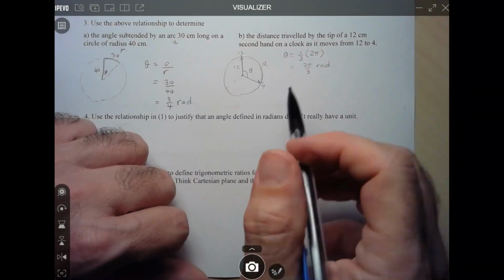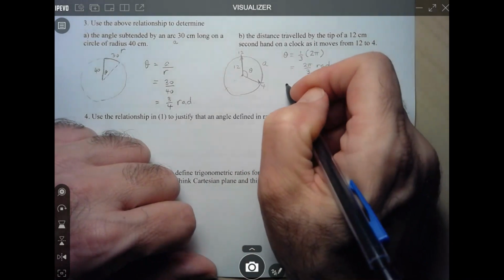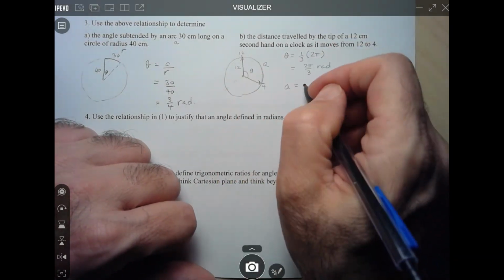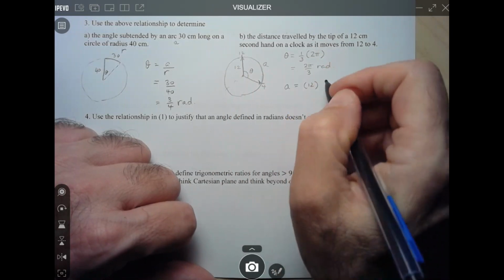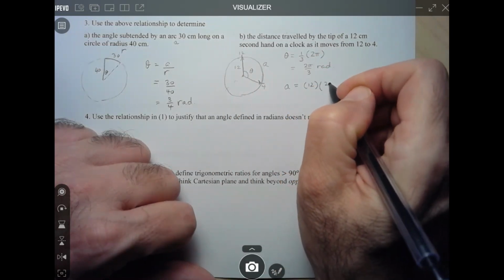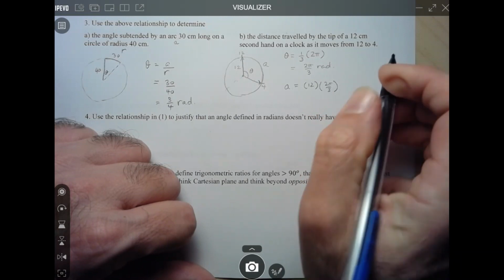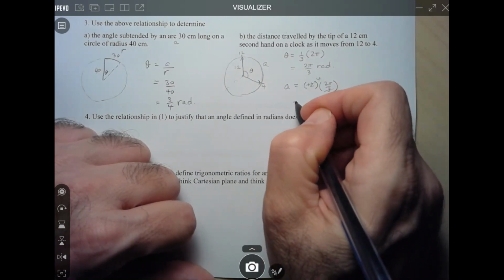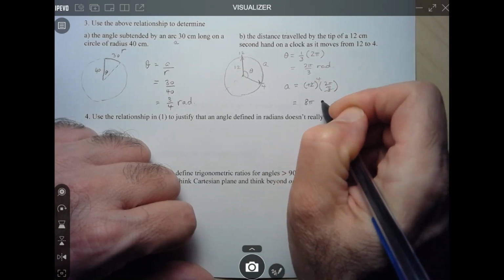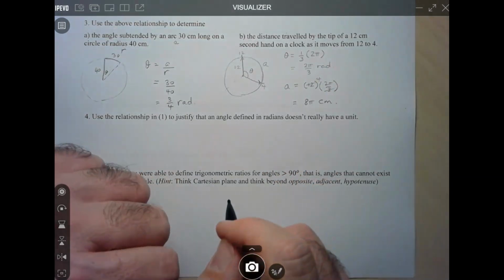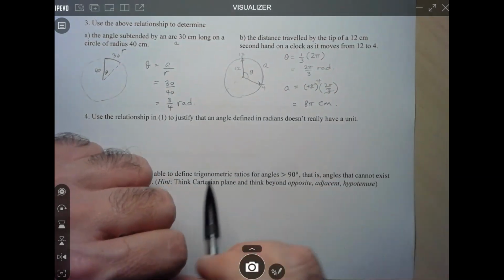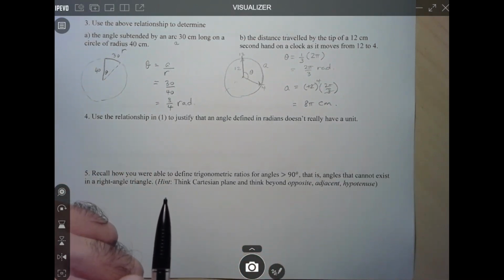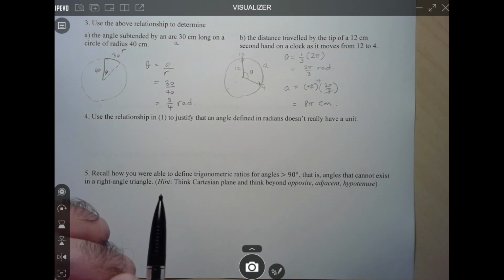Okay, so now from here, I can calculate that the arc length is given by the radius r times the angle theta, which is 2 pi over 3. And so here, do a little simplifying. So 4 times 2, so this is 8 pi centimeters. Or of course, I could find an approximation there. I guess that would be somewhere around 25 centimeters.